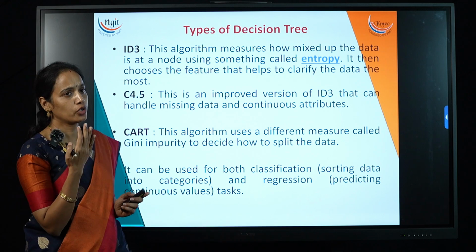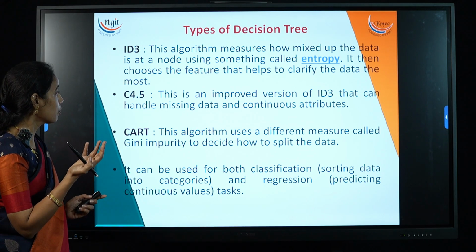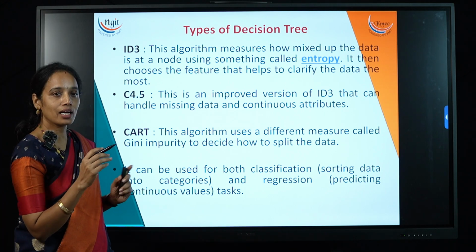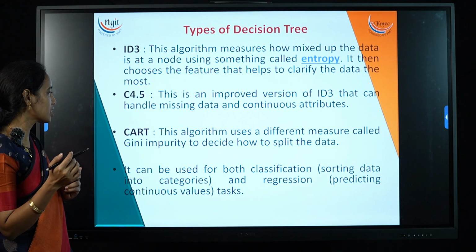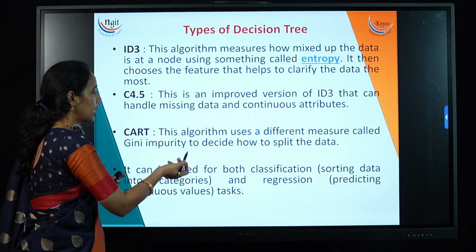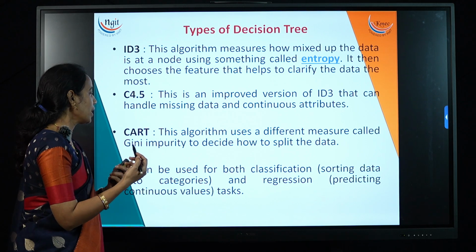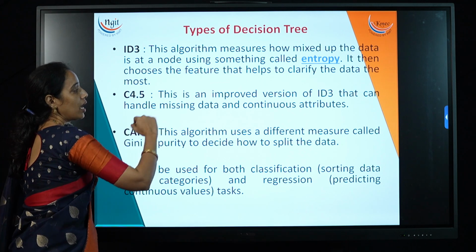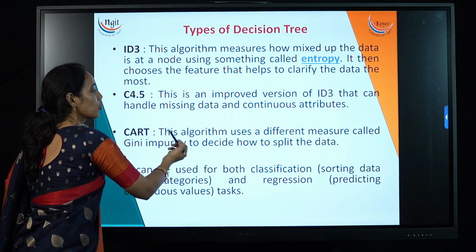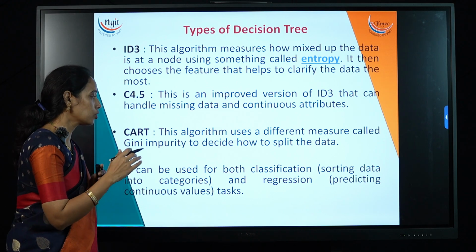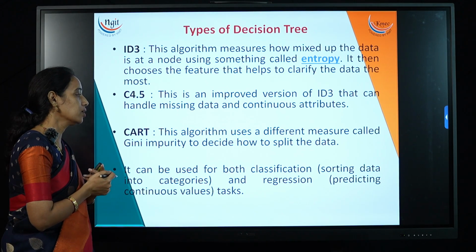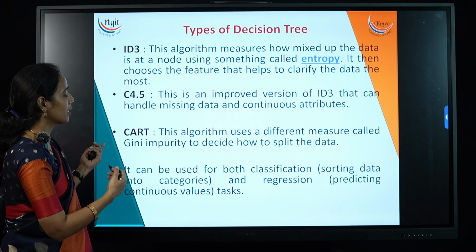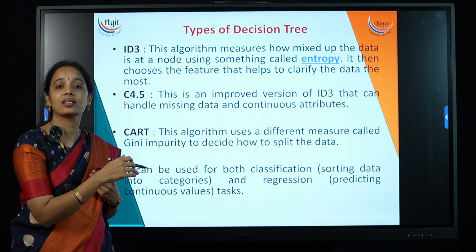One is ID3, Iterative Dichotomiser 3, and then C4.5, which is the improved version of ID3 that is used to handle missing data and continuous attributes. And then CART, which is the Classification and Regression Tree algorithm, uses different mechanisms to split the data. Here we are going to use entropy, and here we are going to use Gini impurity, to decide how we are going to split the data. In the coming slides, I will make it clear how we find this entropy or Gini impurity, or one more metric, information gain.